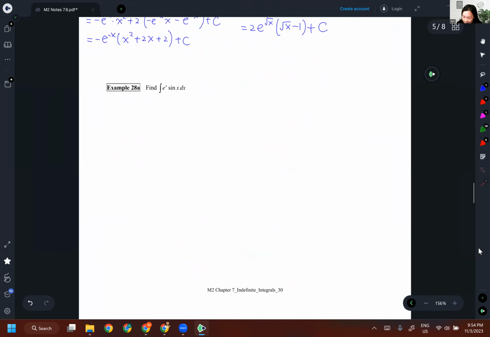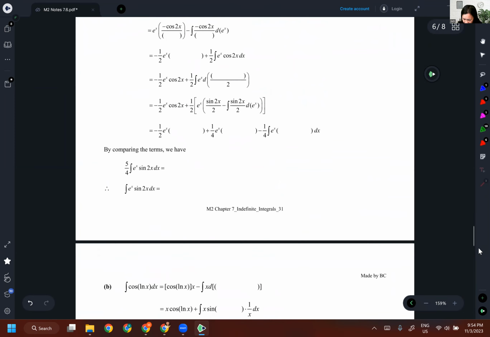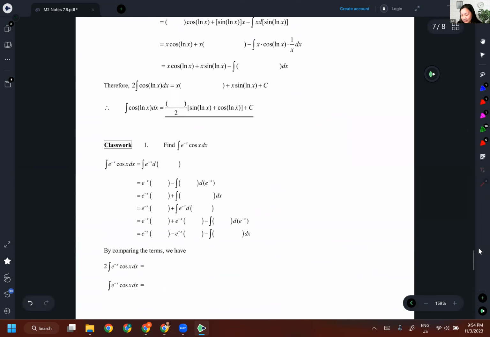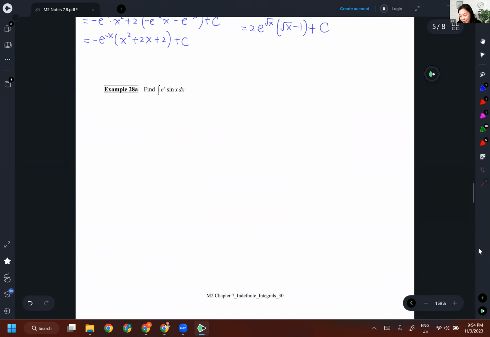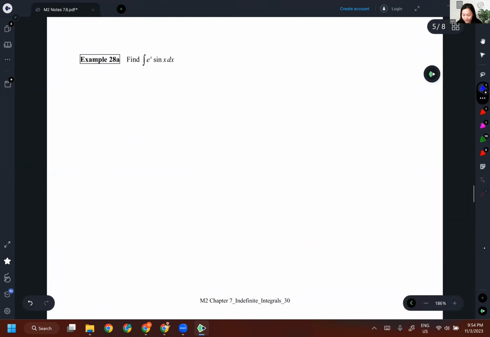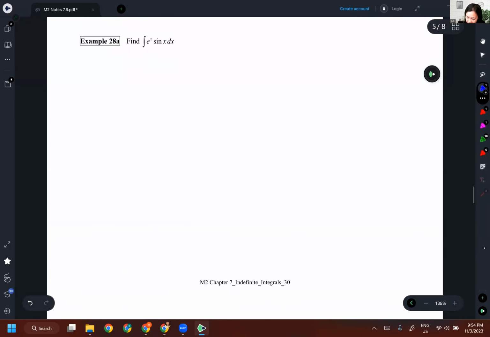Now for the final example, I also prepared 1, 2, 3 examples, but I'll just do one this time. For this one, it's a mixture of exponential and trigonometry. This is the first time we have these two combined together. This is how you solve it.